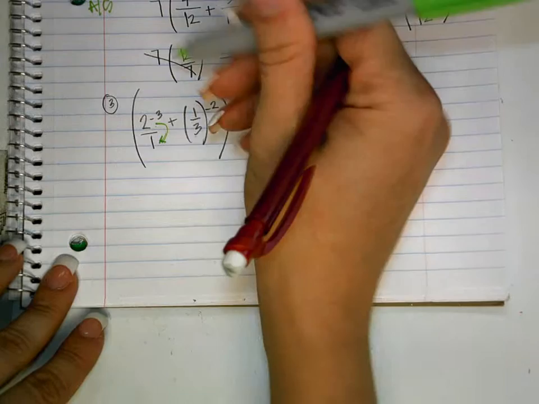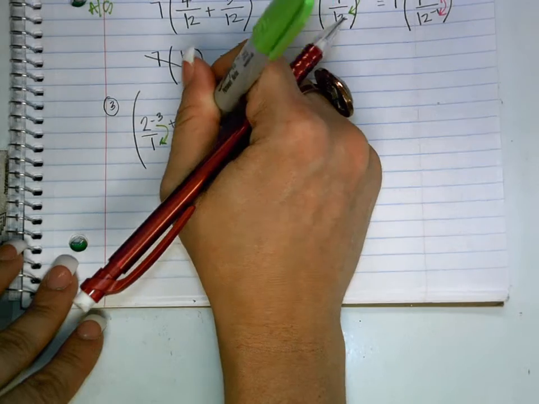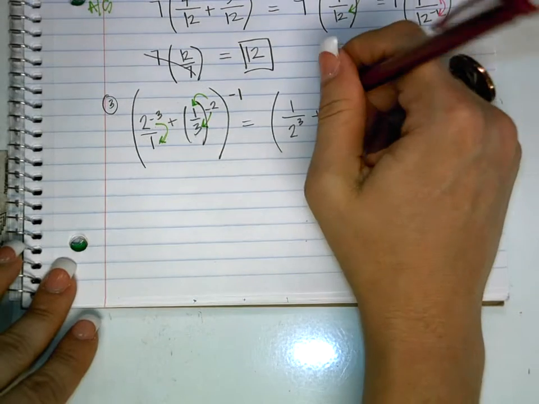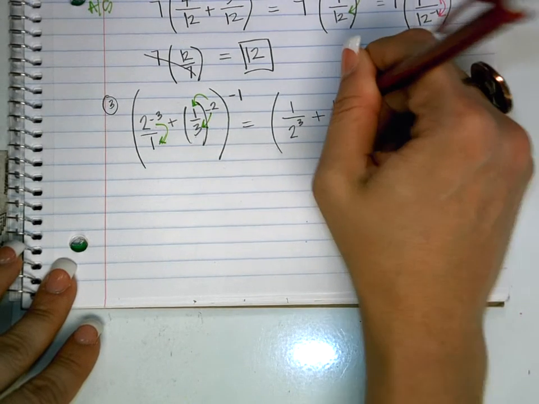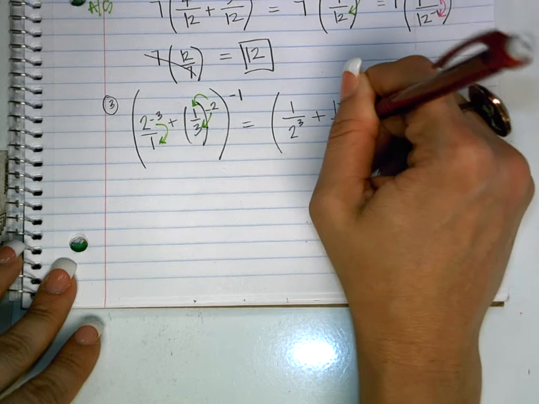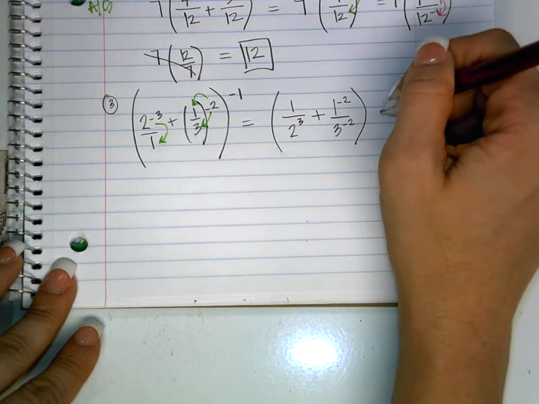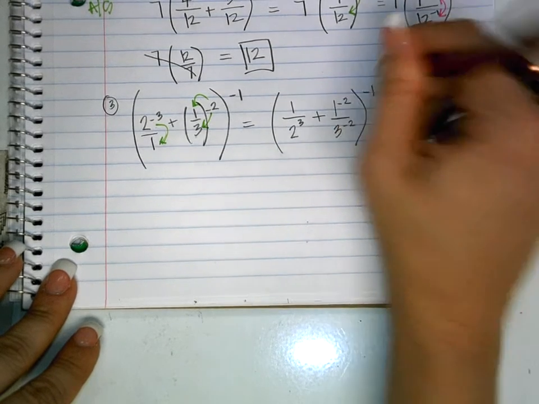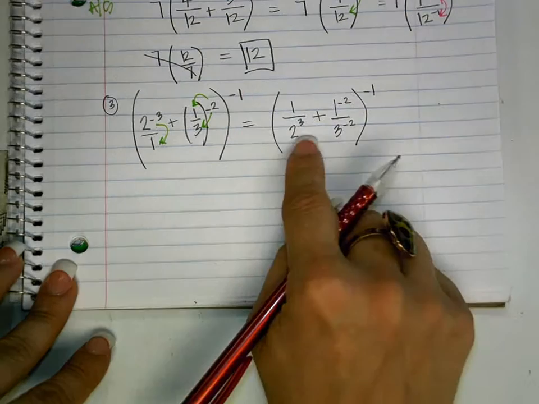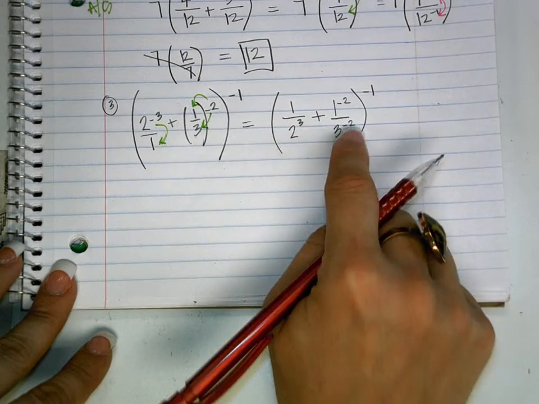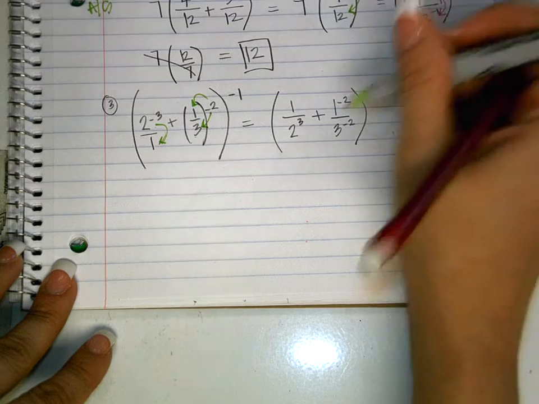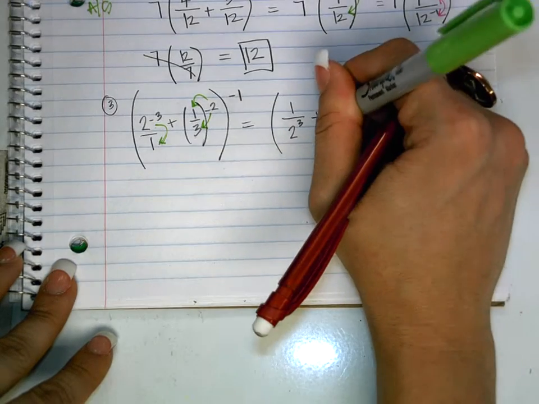Plus, here you want to distribute these exponents. So if you distribute that exponent, that's going to become 1 to the negative 2 over 3 to the negative 2. And all inside here is raised to the negative 1. Now, before you can add these together, we can't add with negative exponents, so you're going to have to move those. So those are going to flip sides.